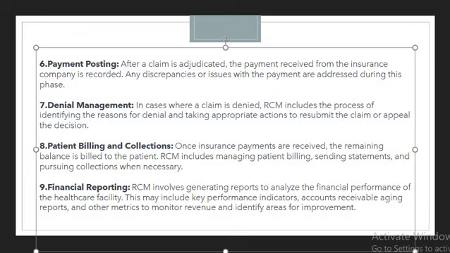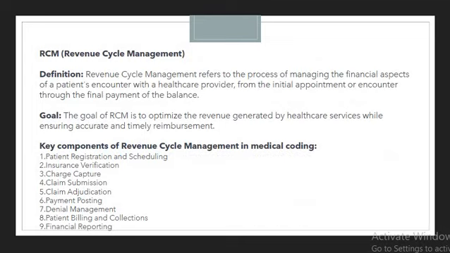And at last, we generate financial reports for improving the system. So you can see RCM involves generating reports to analyze the financial performance of the healthcare facility. This may include key performance indicators, accounts receivable aging reports, and metrics to monitor revenue and identify areas of improvement. Because if you remember, at the time of the definition we mentioned this thing, managing the financial aspects.